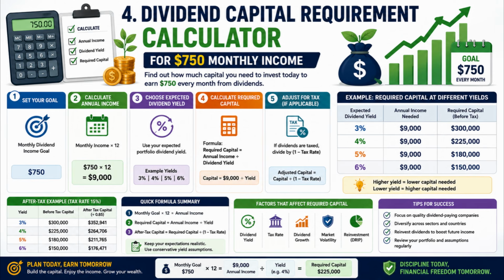In summary, generating $750 per month requires $9,000 in annual dividend income. The estimated capital requirement is $300,000 at a 3% yield, $225,000 at a 4% yield, $180,000 at a 5% yield, or $150,000 at a 6% yield before tax. Remember that these figures are estimates based on constant dividend yields. Dividend payments are not guaranteed. Investment values can rise or fall, and higher yields may involve greater risk. This information is provided for educational purposes only and should not be considered financial advice.